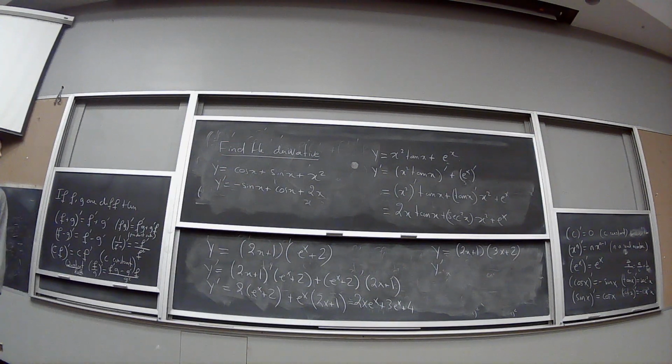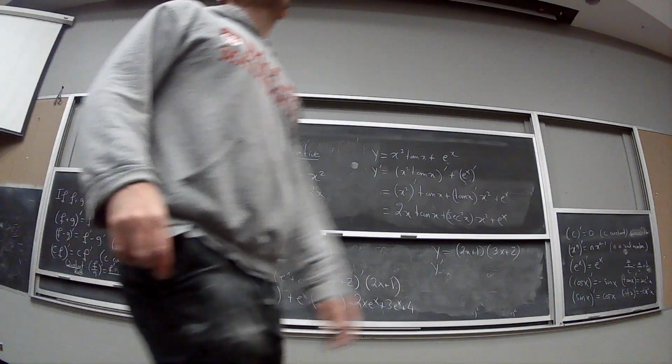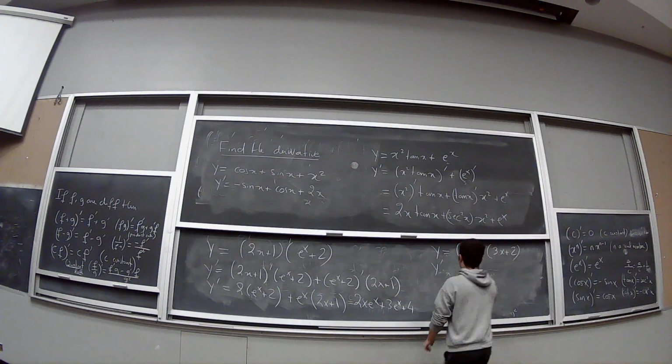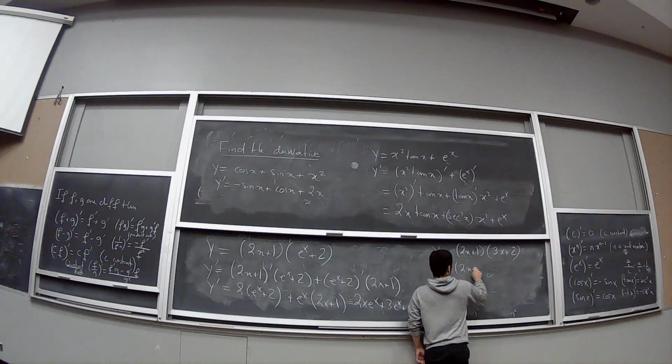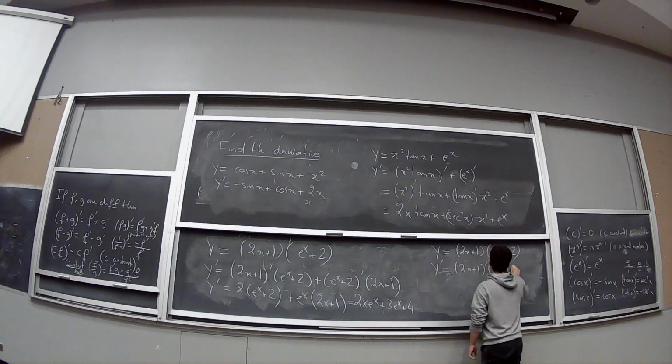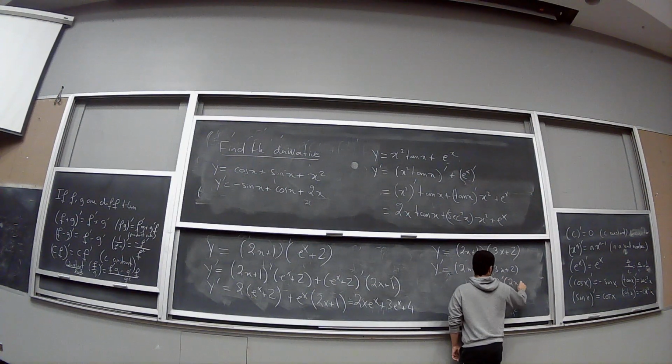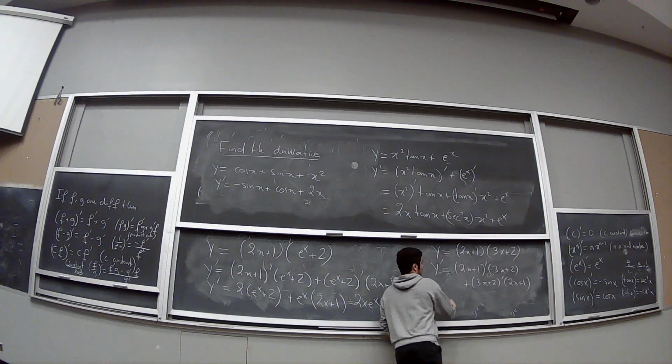Okay? Great. How do you differentiate this one? What is the operation here? It's a product. So I have to use, everybody, I have to use the product rule. What is y prime? Thank you. It's 2x plus 1 prime times 3x plus 2 plus 3x plus 2 prime times 2x plus 1. What is that equal to?